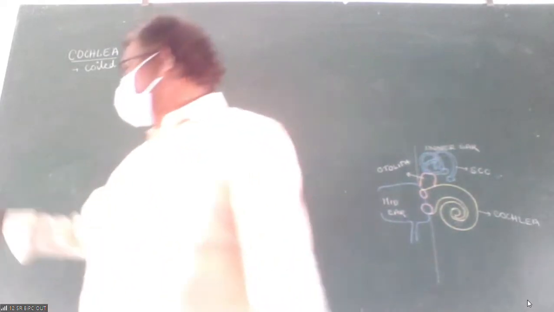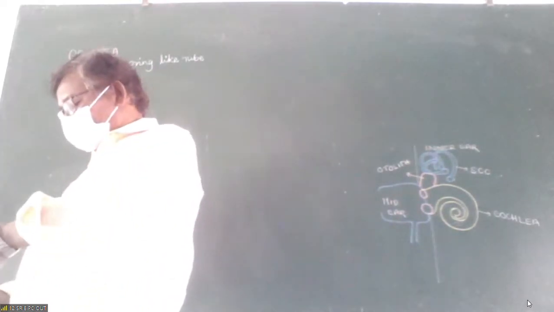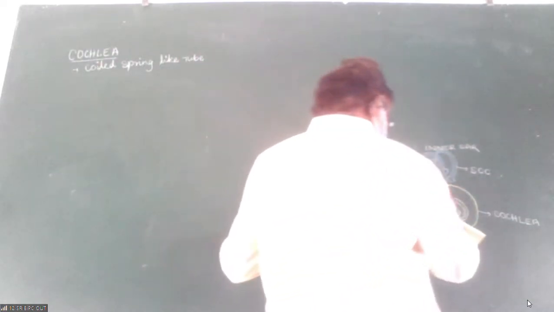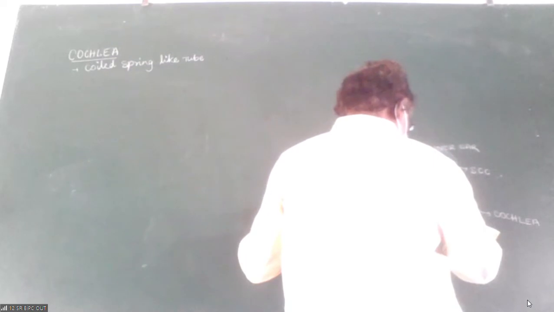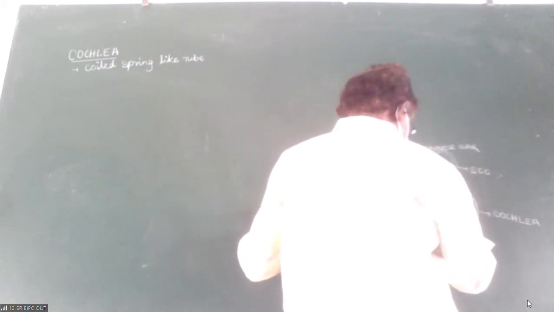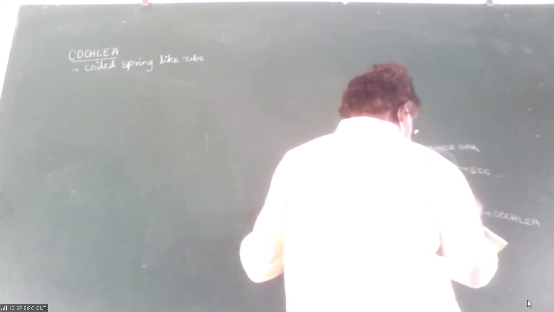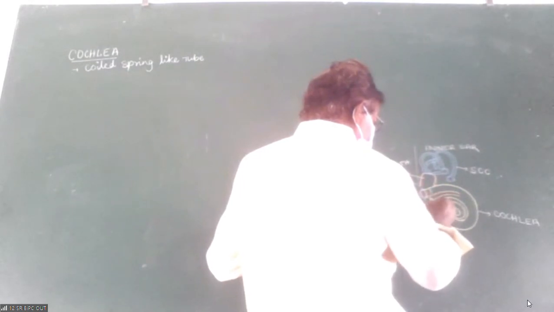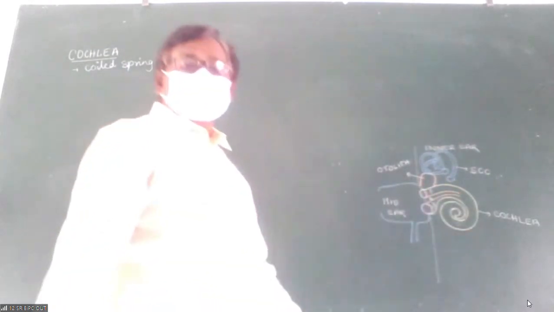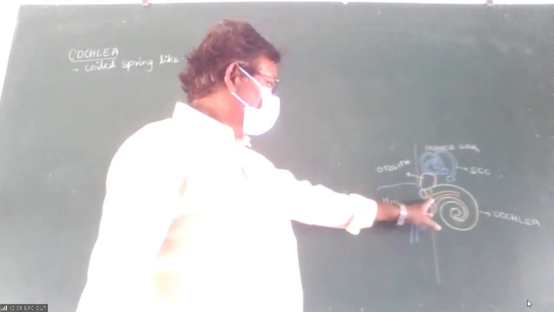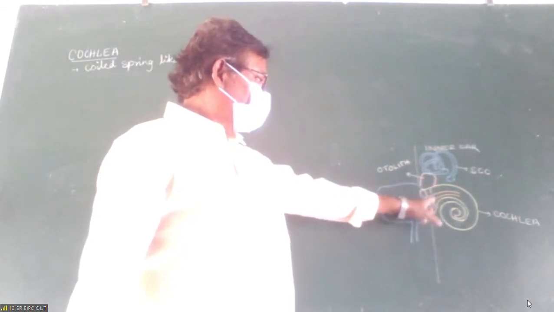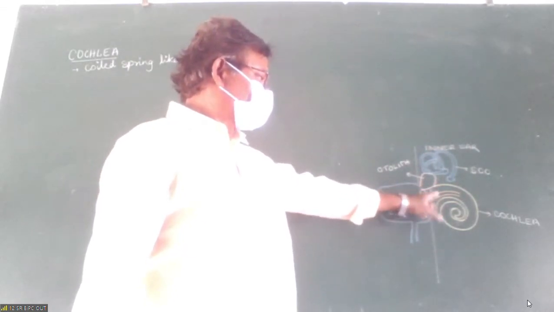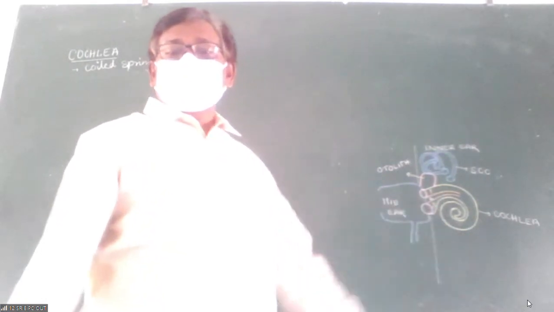And inside, now if you observe carefully, here you can see three tubes. 1, 2, and 3. So this is bony labyrinth. Bony labyrinth is divided into three chambers by means of two membranes.